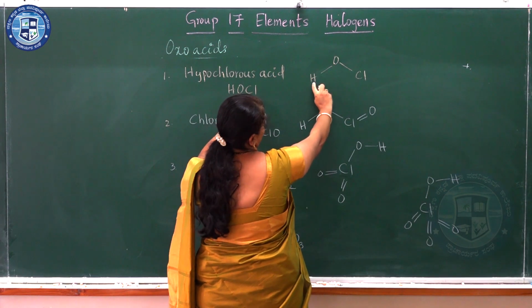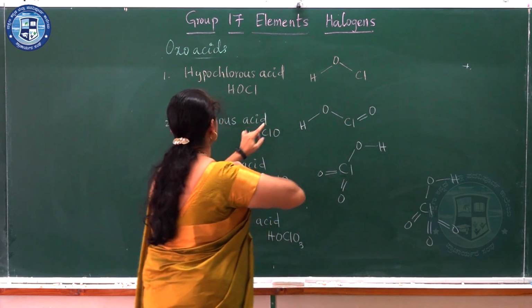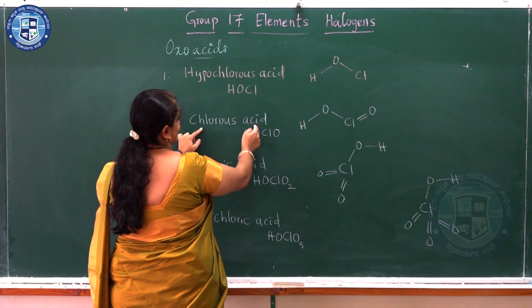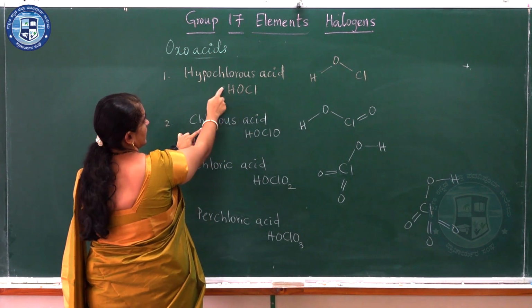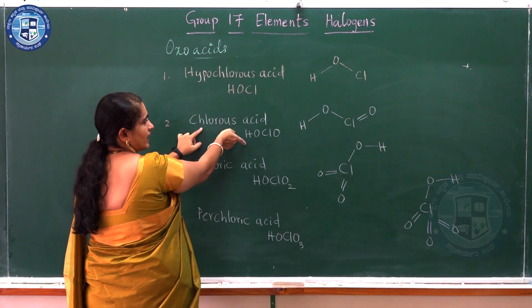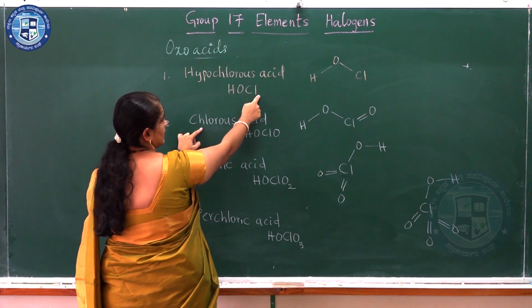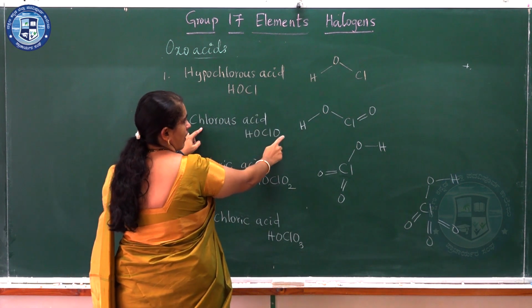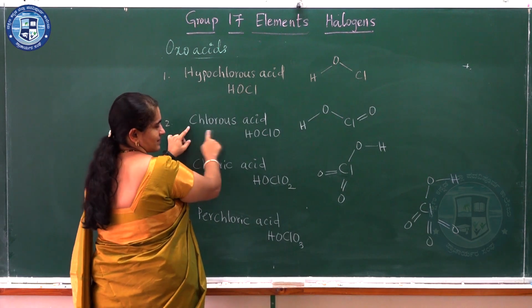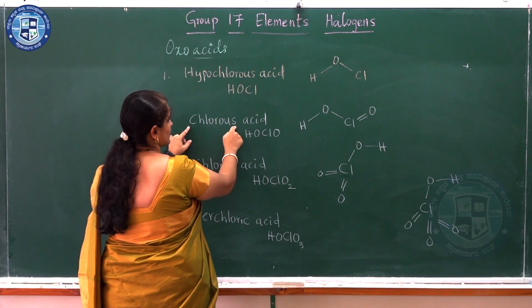So, one satisfied by hydrogen and the other satisfied by chlorine. Next, I have chlorous acid. See, students, if you compare the two, what is the difference between them? There is not much difference, this is HOCl. This contains one more oxygen and hence it is chlorous. It is named as chlorous acid.